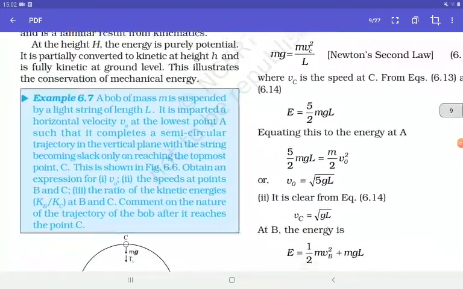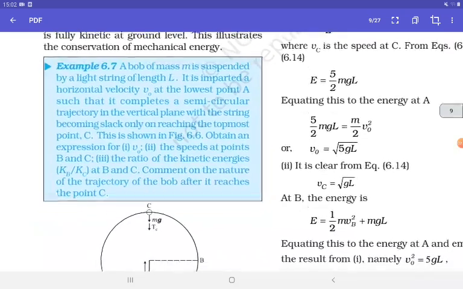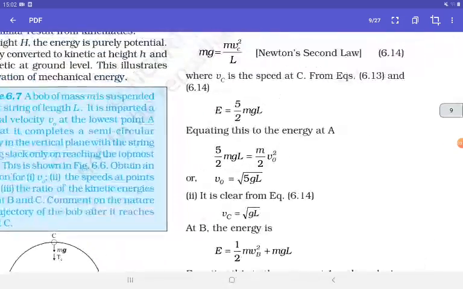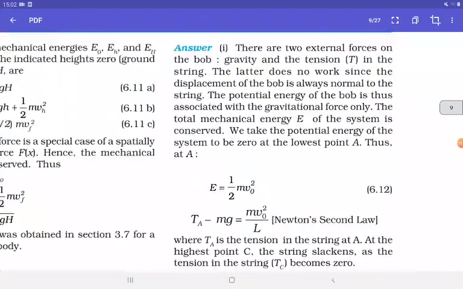6.7 is the sum where we have to find v_0, the speeds at points B and C, the ratio of kinetic energies at B and C, and comment on the nature of the trajectory of the bob after it reaches the point C. तो वो आप खुद से एक बार देख लेना.